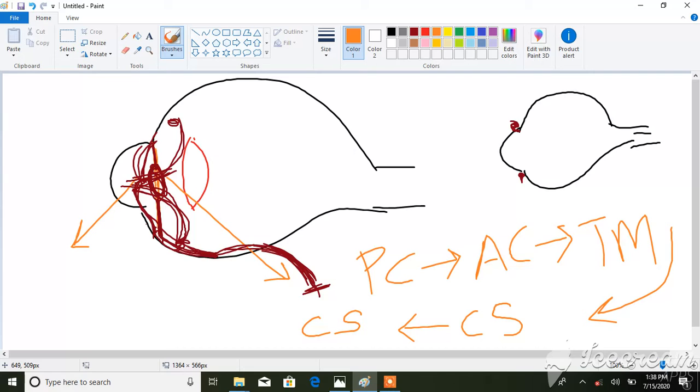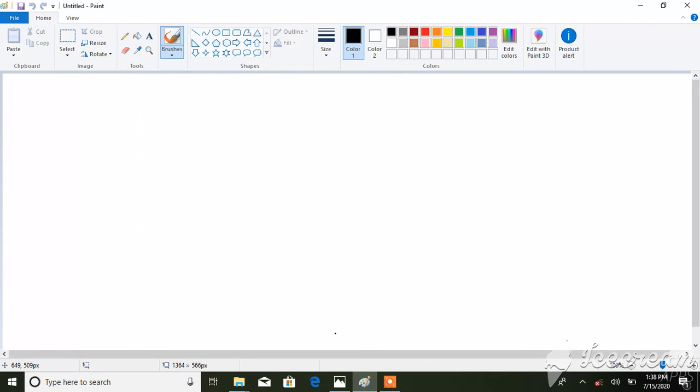And in glaucoma, what happens is either increased production of aqueous humor or decreased flow of aqueous humor. Obstruction in the flow of aqueous humor causes glaucoma. That is the basic mechanism behind the pathophysiology of glaucoma.